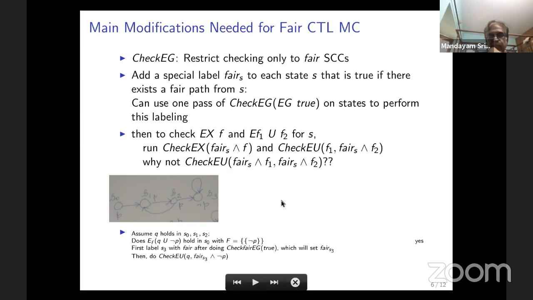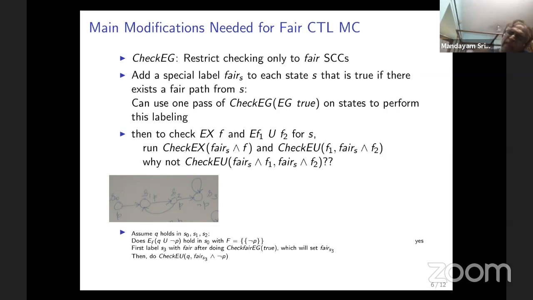I hope that's clear. Any questions so far? I mean, this is part 1, and I'll be moving to part 2 now. This is the end of our discussion of explicit state model checking algorithm.